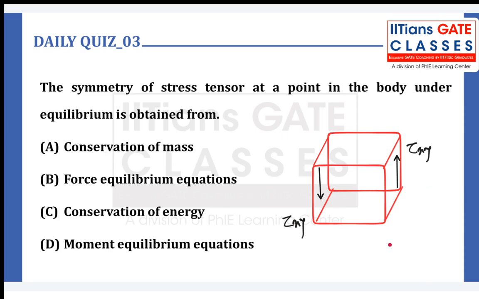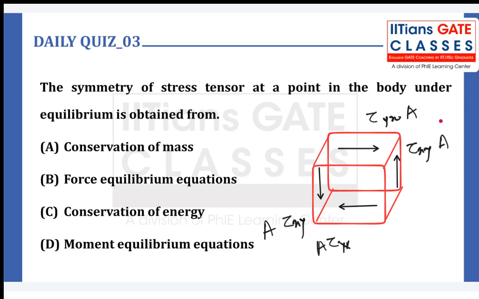Now the force is already balanced. You can see there is one force, if I multiply it by the cross-section area, this becomes a force. The force is balanced. There is a force in the upward direction, there is a force in the downward direction. But the body is not in rotational equilibrium. To bring it under rotational equilibrium, this is what we have to do. We have to add a complementary shear stress, tau yx, multiplied by the cross-section area.